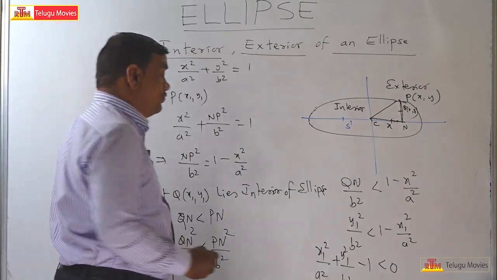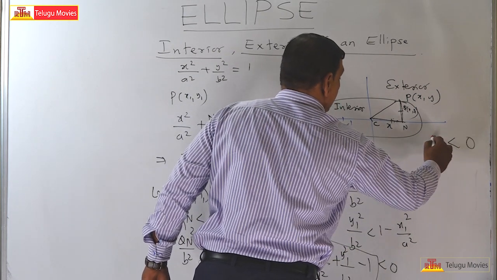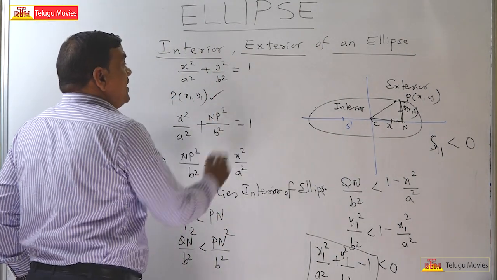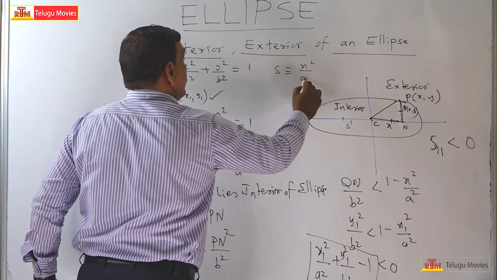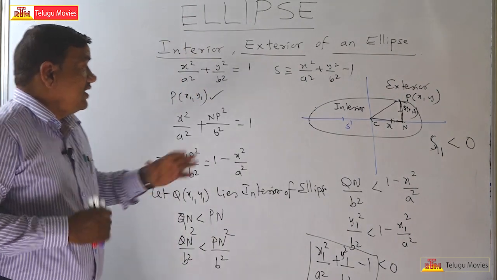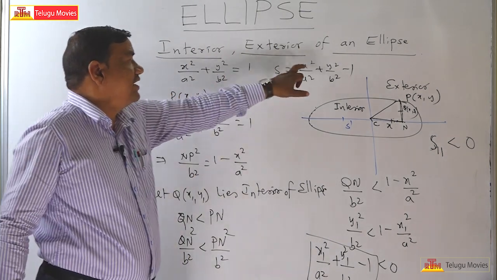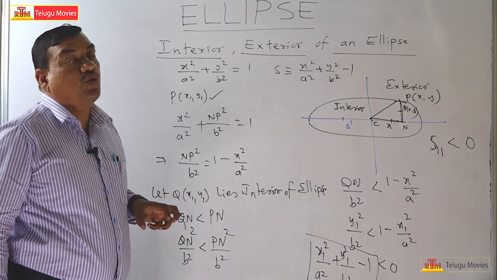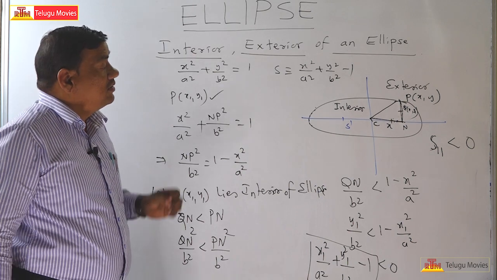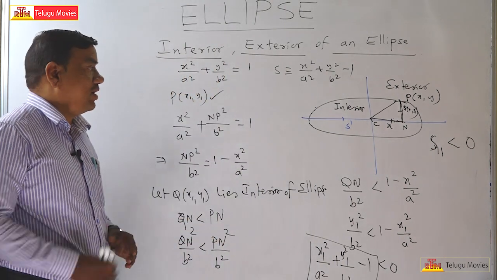This is nothing but the notation we mentioned just now: S11 is less than 0. That means, given the expression x square by a square plus y square by b square minus 1, if S11 is less than 0, that means substituting this x1 and y1 here, the quantity is less than 0, then we say that the point Q lies inside the ellipse.